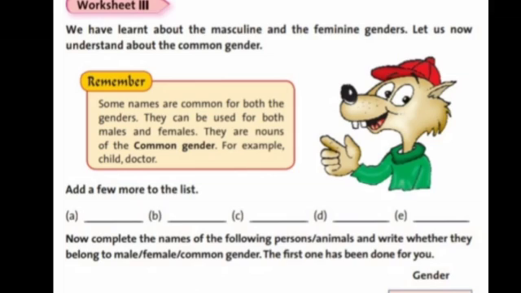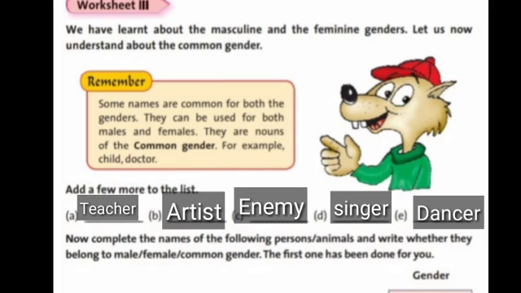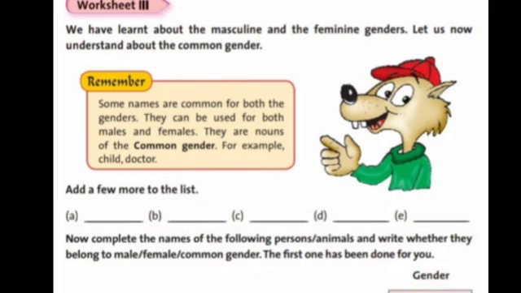So students, in these blanks, you have to add a few more examples of common gender. For example, teacher. A teacher can be used for both male and female. Artist, enemy, singer, dancer. These words refer to both the male as well as the female. So, these are common gender.